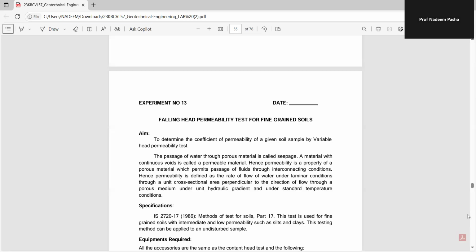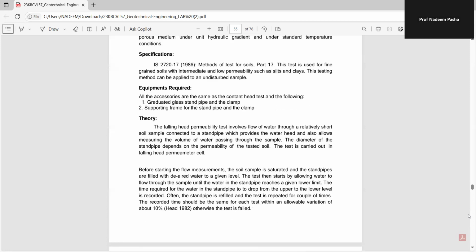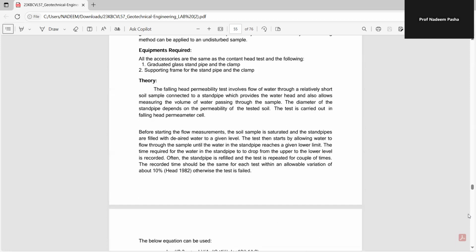So, equipment: what are the equipment required? All the accessories are the same as those of the constant head permeability test.